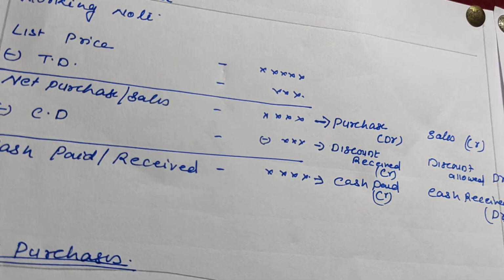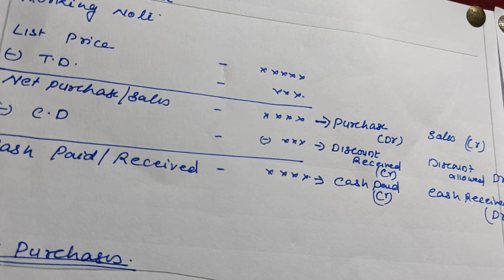Now cash discount. Cash discount is only given to the customer who makes the prompt payment of cash. Okay, it is only given at the time of payment of cash or receipt of cash. That means it is not given to all the customers. Okay, so when cash discount is given, first we will do the working note and then we will do the journal entry, because here we have to record the discount also.